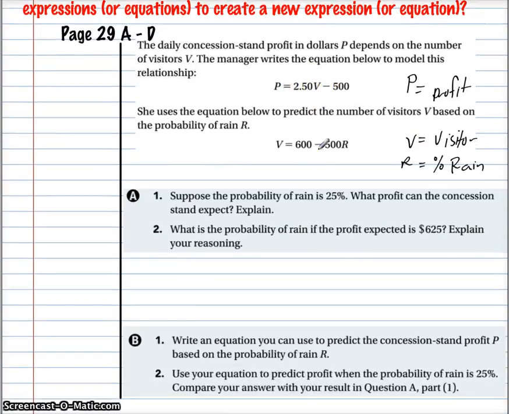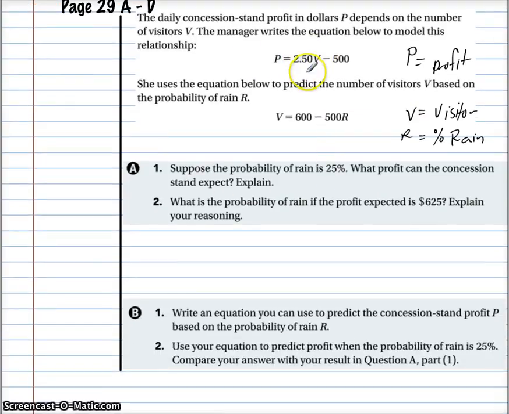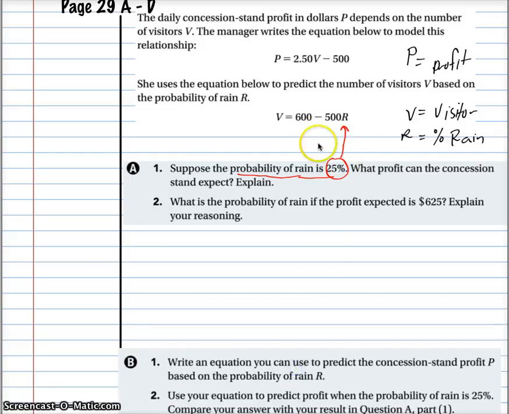Okay, so question A1 says, suppose the probability of rain is 25%. Now, what profit can the concession stand expect? So I need to first start on the very inside. This 25% is my R. So I'm going to plug that into the equation there, solve it, and then I'll get my V. Once I get my V, I'll plug it in there. Or I can make one long equation. We'll just do this in parts first.